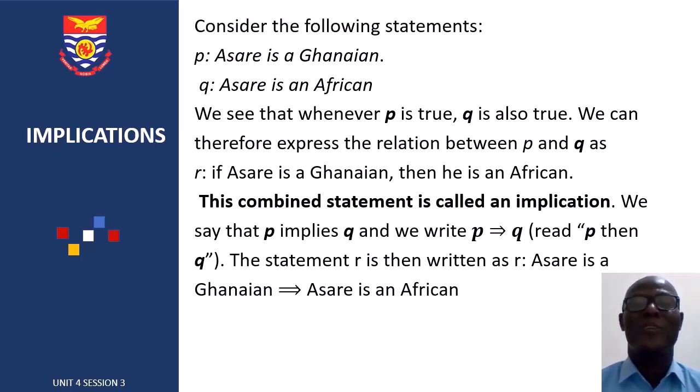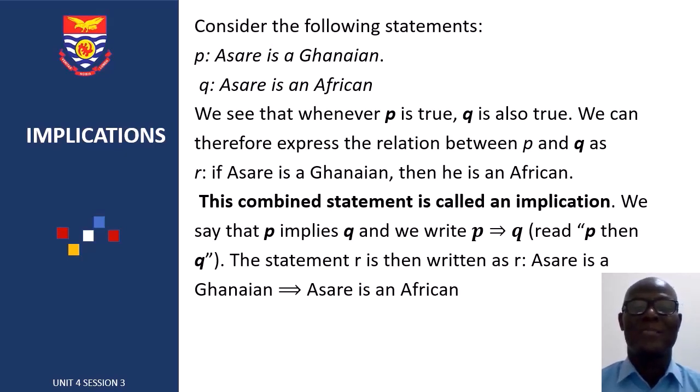From these two statements, we see that if P is true, meaning if Asari is Ghanaian, then Asari is an African because Ghana is in Africa. Now we see that whenever P is true, Q is also true. When these two statements are combined by if, then we have the third statement, which reads, if Asari is a Ghanaian, then he is an African. This combined statement is what we call implication.